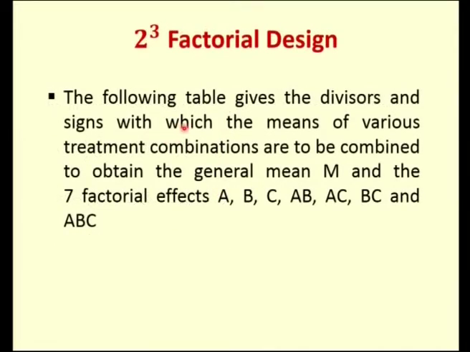And now we have a table which gives the divisors and signs, as in the case of the 2 power 2 factorial design, with which the means of various treatment combinations are to be combined to obtain the general mean M and the 7 factorial effects A, B, C, AB, AC, BC and ABC.